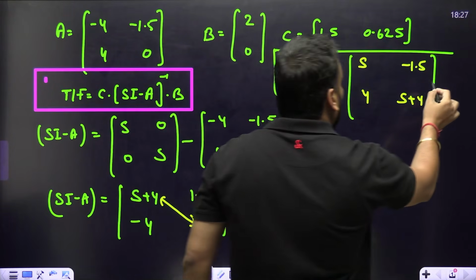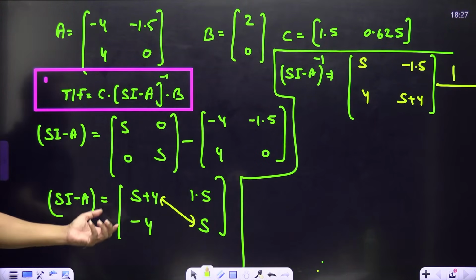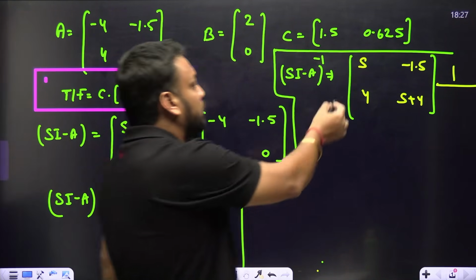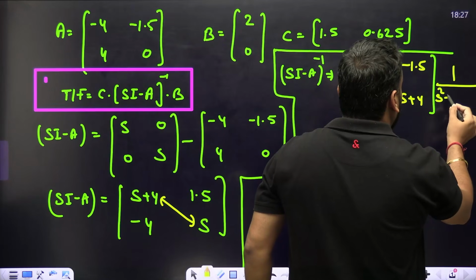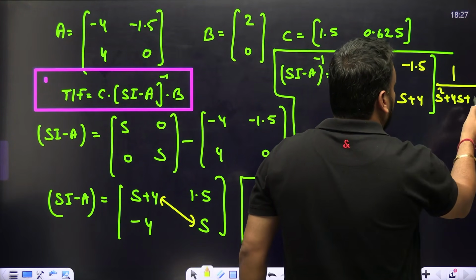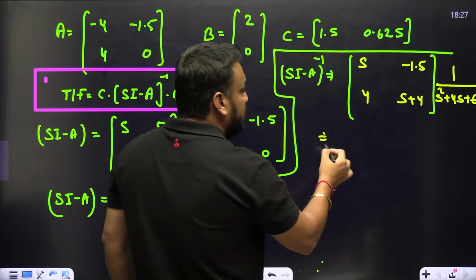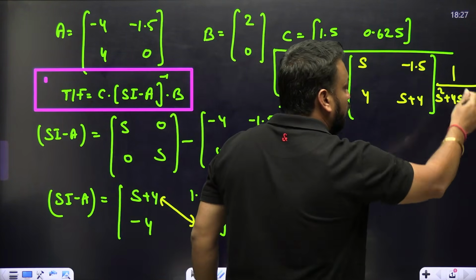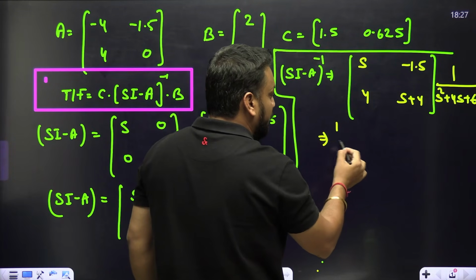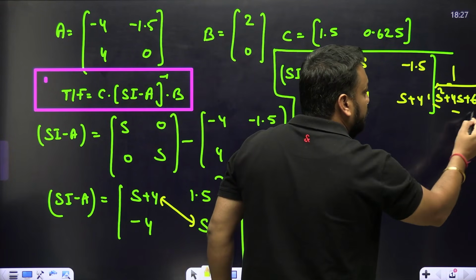And we have to divide with the determinant of this. So this is nothing but (sI minus A) inverse, the adjoint of sI minus A upon the determinant. When you write this determinant, you will get s square plus 4s plus 1.5 into 4, so it will be 6 only, with a plus sign. Now student, to save time and not write this expression again and again, let me take this value as X. So I am writing 1 by X, this denominator value.